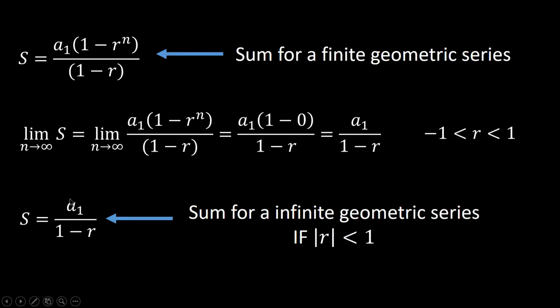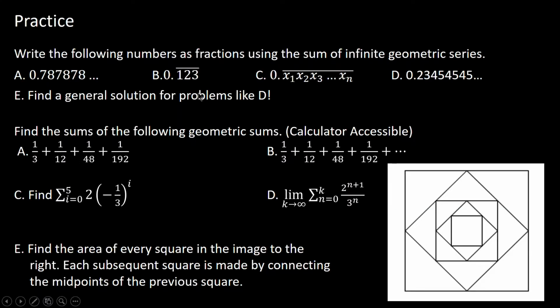So this formula is the sum for an infinite geometric series only on the condition, so capital big IF here, that the absolute value of r is less than 1. And for the following cases, I will make sure that r is less than 1, but it's not guaranteed as we move forward, which is a big part of the next chapter. So for now, here's some practice problems.